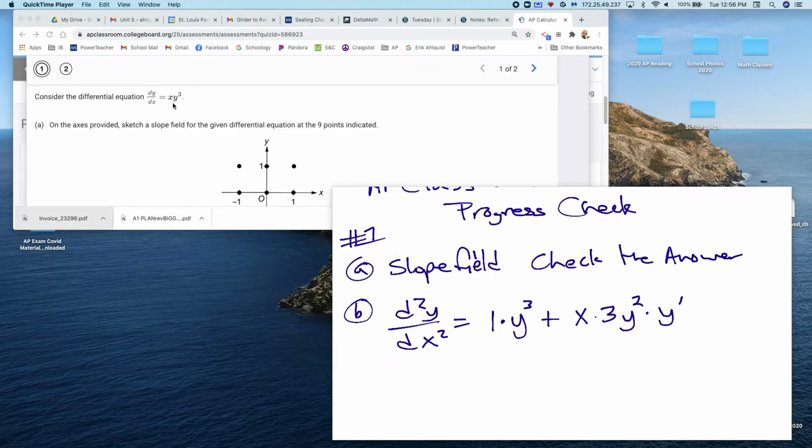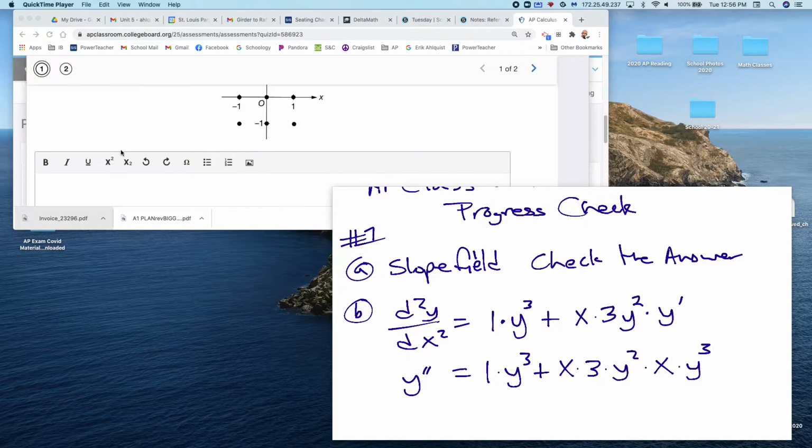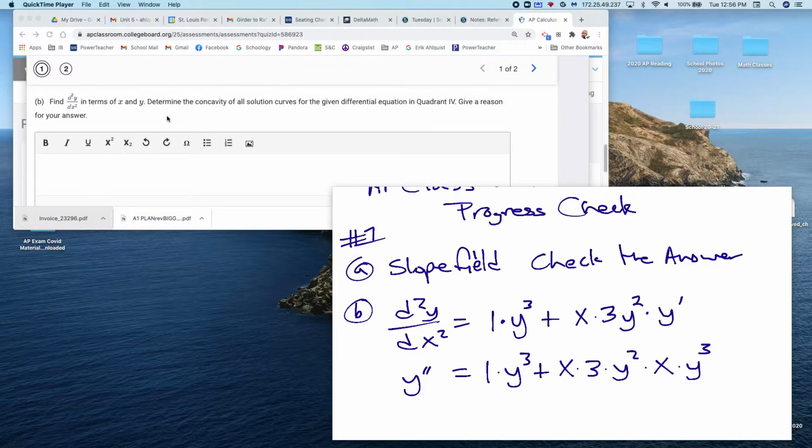So the answer that is completely acceptable for AP would be this following thing. Would be something like that. So that's the second derivative. That's really y double prime. That's a fine answer for it. It does go on to ask you a little bit more.